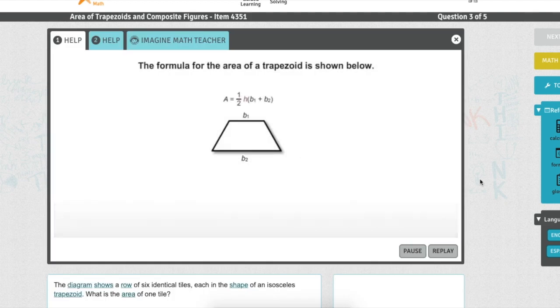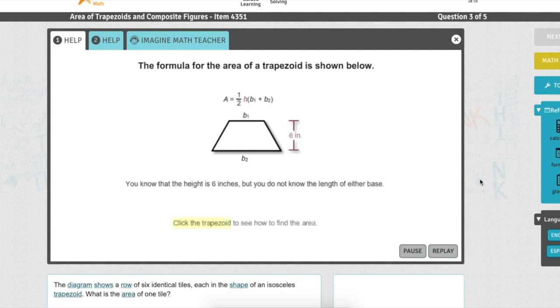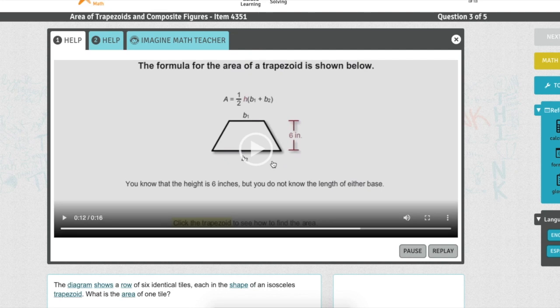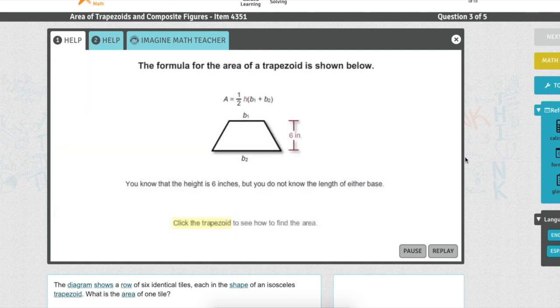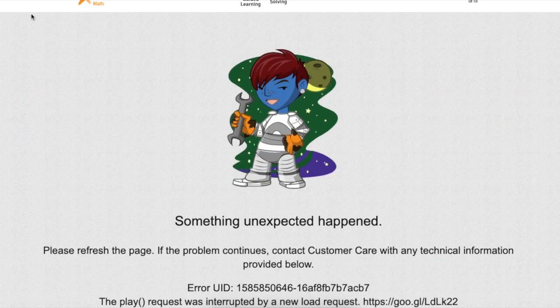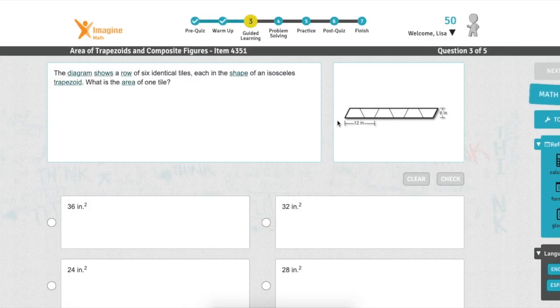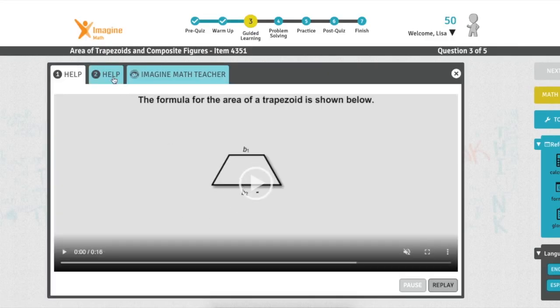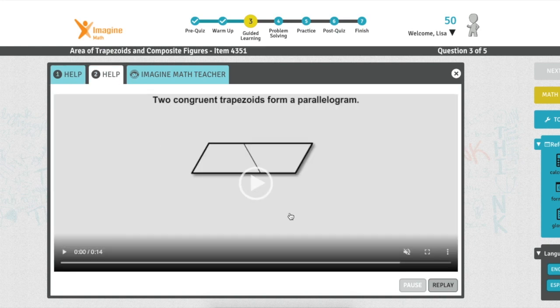For the area of a trapezoid is shown below. Area is equal to 1/2 times the height times the sum of the bases. You know that the height is 6 inches, but you do not know the length of either base. Click the trapezoid to see how to find the area. Oh, well, that's fun. Trying to get back to it. All right, so that was one option. Okay, and sometimes that works, sometimes it doesn't. Now I'm going to move on to the next piece.